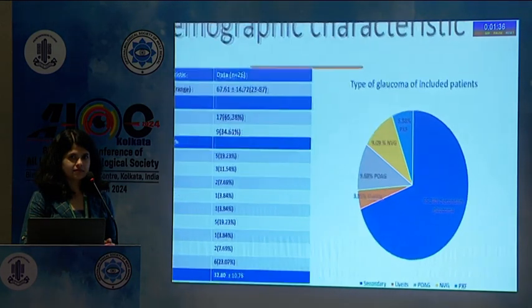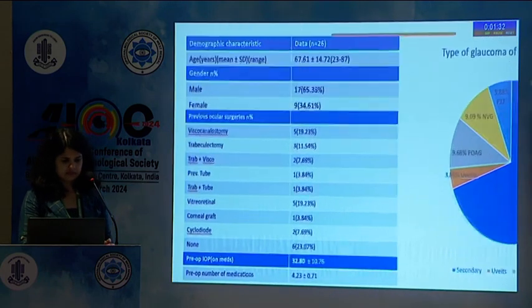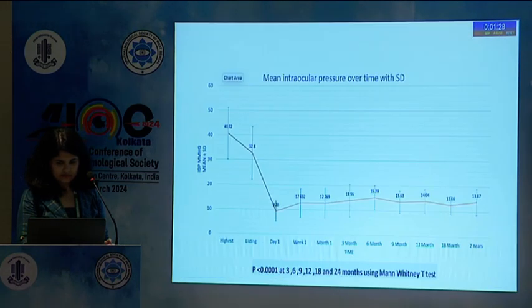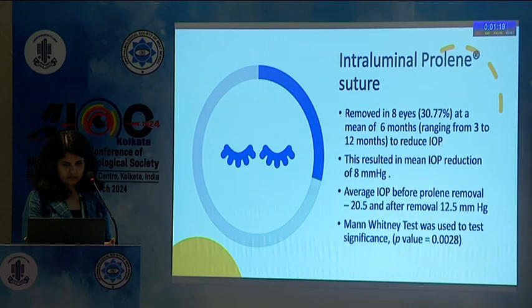Different types of glaucoma were included in the study, and the mean preoperative IOP we began with was 32 plus minus 10. If we look at the mean intraocular pressure over time, they are significantly lower till 2 years follow-up postoperatively, and they're all statistically significant. For 8 eyes at a mean of 6 months, Prolene suture was removed to result in a mean IOP reduction of 8 millimeters of mercury.